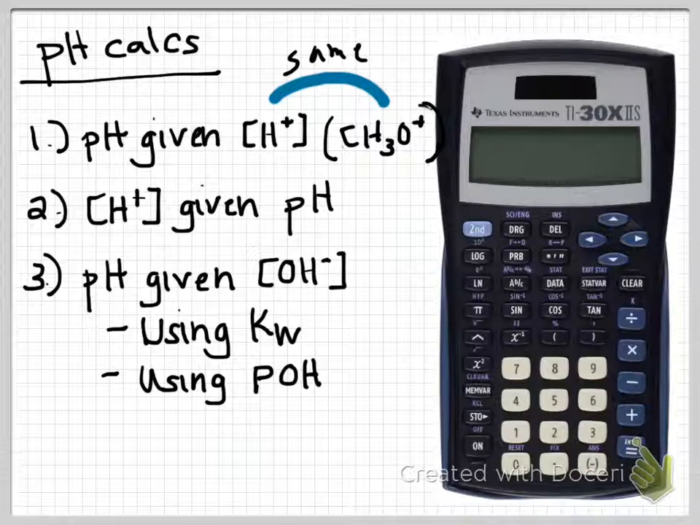We're going to also look at H plus given the pH. And lastly, we're going to look at pH given the hydroxide concentration, using two methods, one using the Kw, the ionization constant for water, and the other method using pOH.